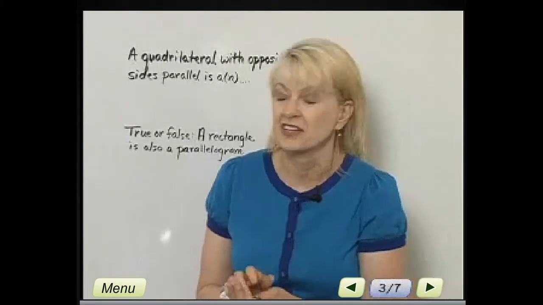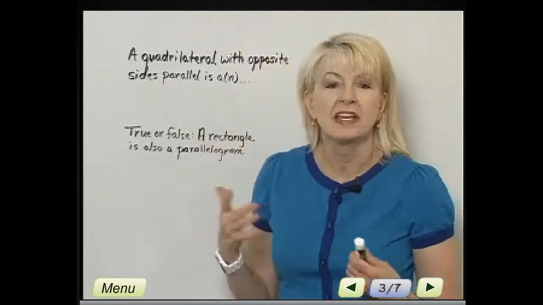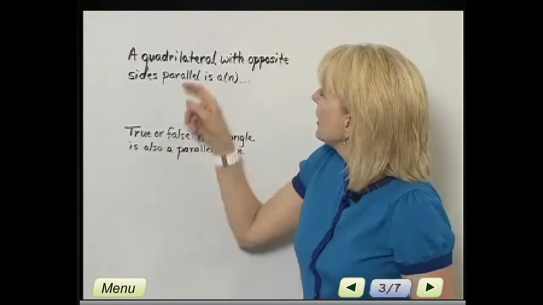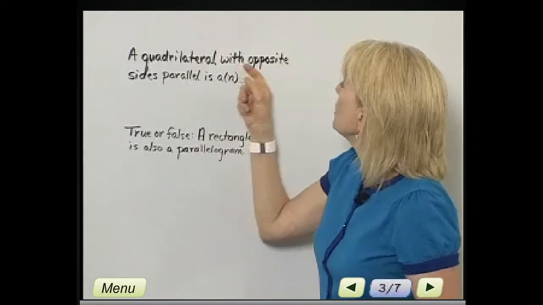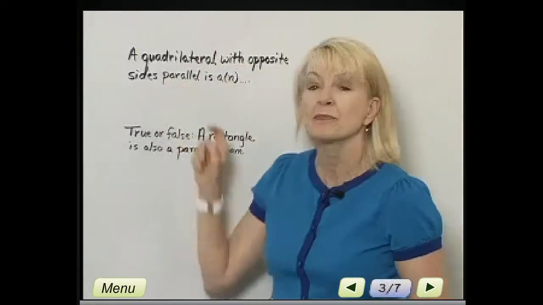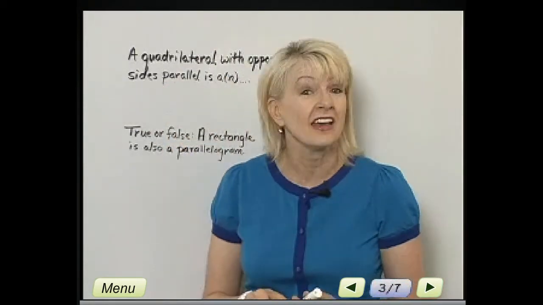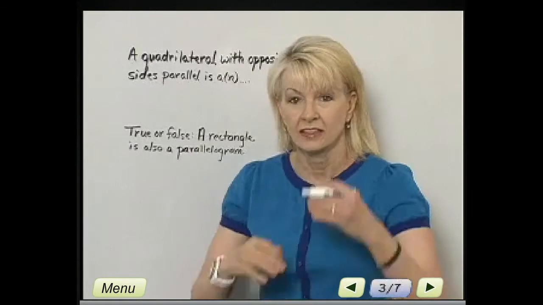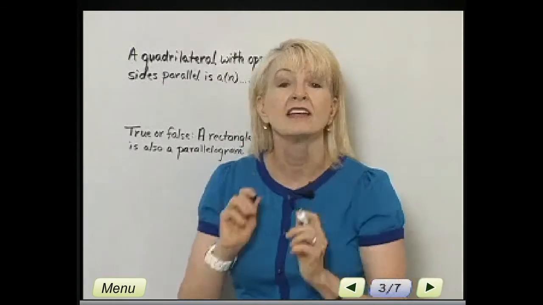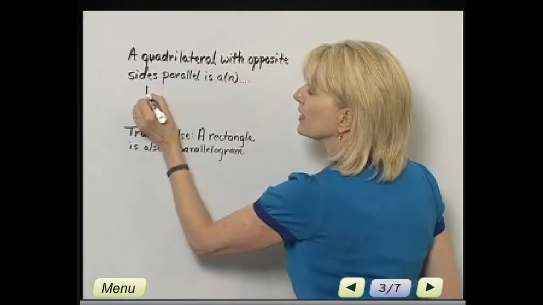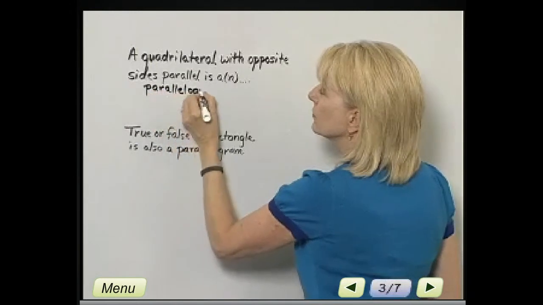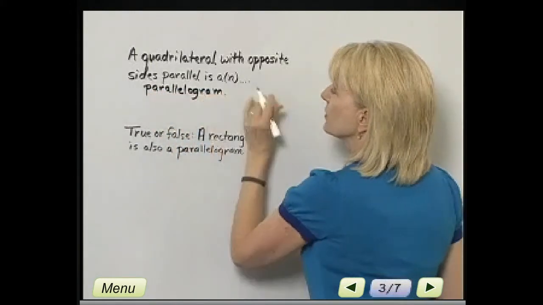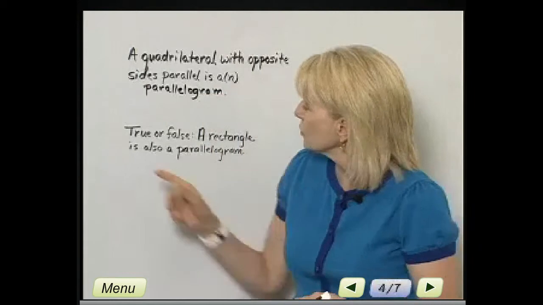So let's answer a few questions. Here we just want to basically complete this statement. A quadrilateral, that's a polygon with 4 sides, with opposite sides parallel is a or an... Opposite sides are parallel, it is a parallelogram. So there we go.